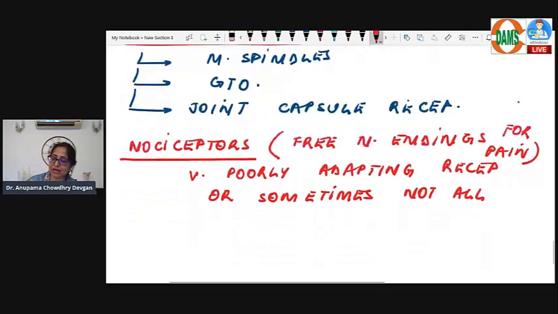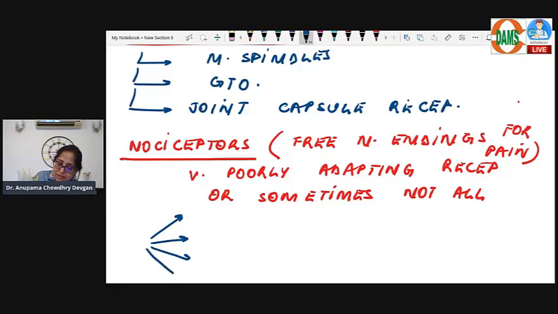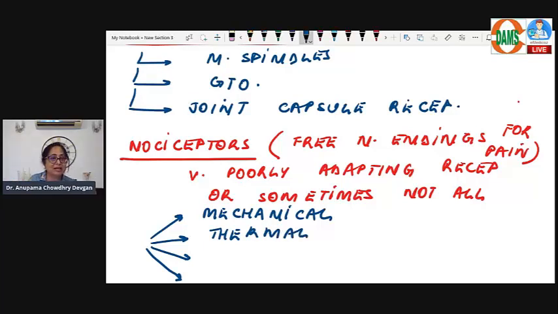So nociceptors are free nerve endings for pain, which are very poorly adapting receptors or sometimes not at all. And what are the types of nociceptors? Nociceptors can be of 4 types. These are mechanical nociceptors, responding to mechanical pain, like the pain of a pinprick or somebody giving you a pinch. There could be thermal nociceptors, which respond to changes in temperature. There could be chemical nociceptors, which respond to inflammatory chemicals.